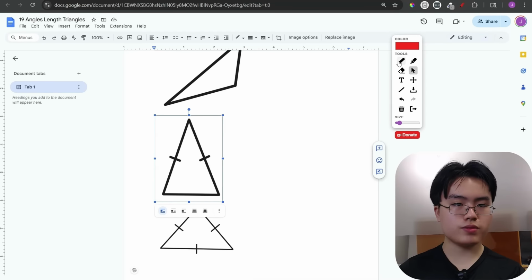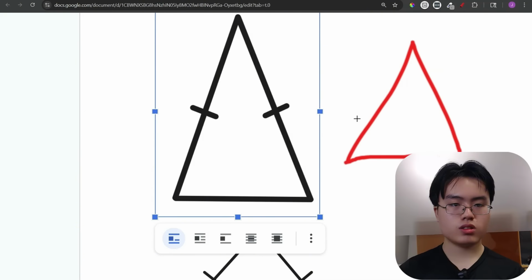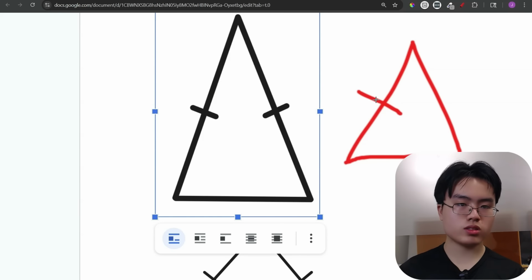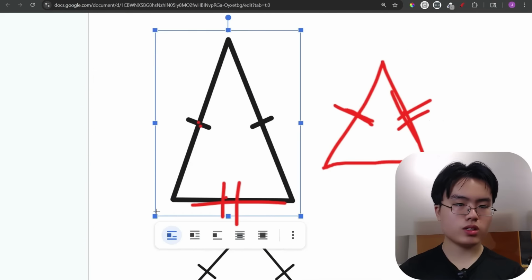So if I had this is the same as this one. If I had another triangle and I said one slash there, and this one has the same amount of slashes as this one, that means these two are the same. Same thing if I said two slashes here and this one has two slashes as well. Since these two have the same amount of slashes, then I know this is the same length as this one. Okay, so that's just what the slashes mean, in case you see that.